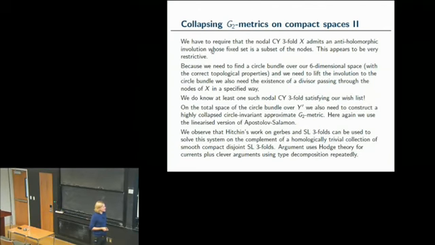So the argument in the end is very ingenious. It's a Hodge theory for currents, plus then you start decomposing everything into type repeatedly, and you need to use the fact that these things were special Lagrangian also to do this. So you start to see where special Lagrangian plays a role. But in the end, it's Hodge theory for currents plus this type decomposition.